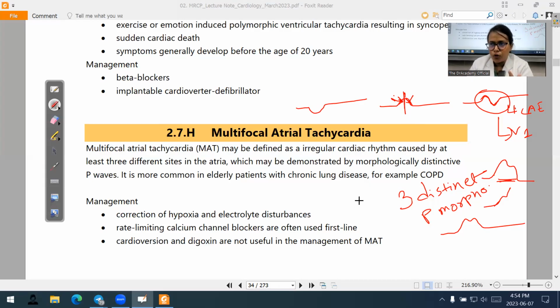Among all these different types of morphology, if you get three distinct types of P morphology in the background of chronic obstructive pulmonary disease, then you can consider the diagnosis of multifocal atrial tachycardia. Hypoxia is the main reason why this type of P wave abnormality occurs. If you correct the hypoxemia, if you correct the COPD, then this will go away. So there is no need to give any further antiarrhythmic medication here.